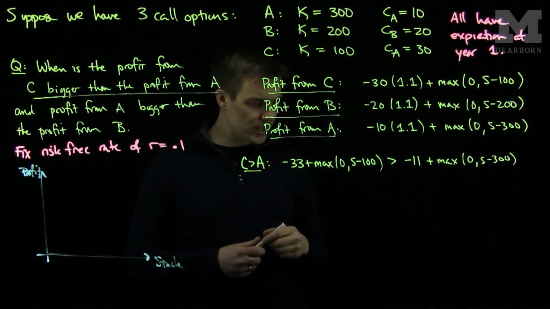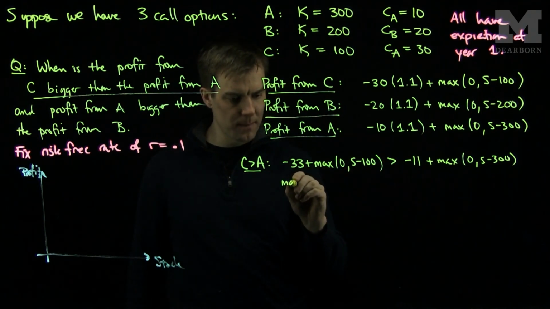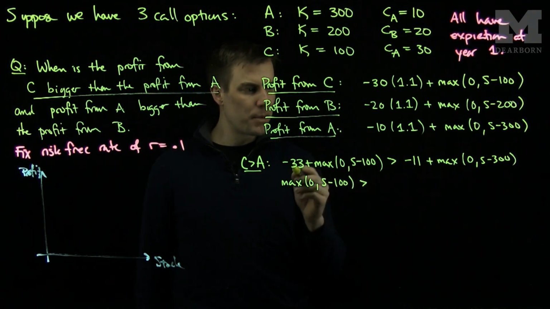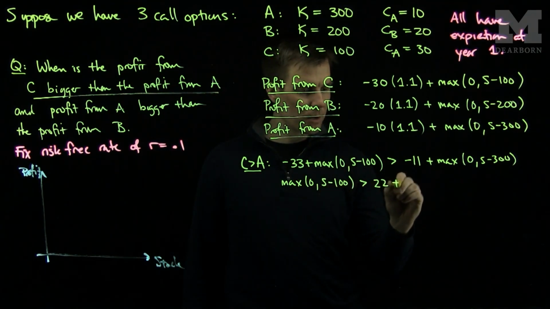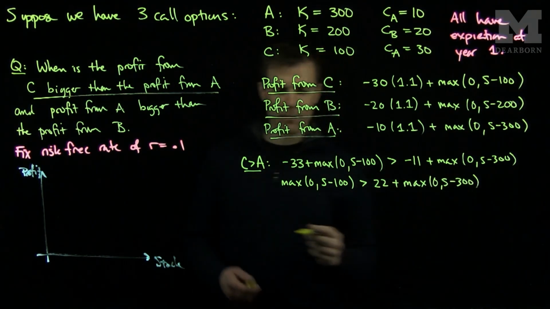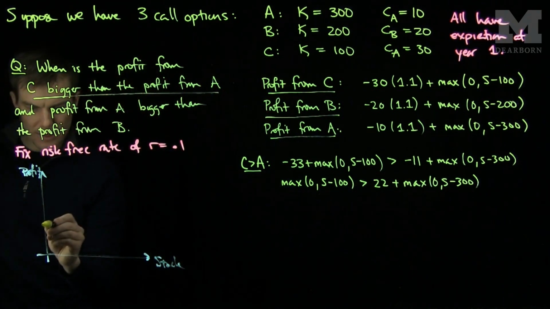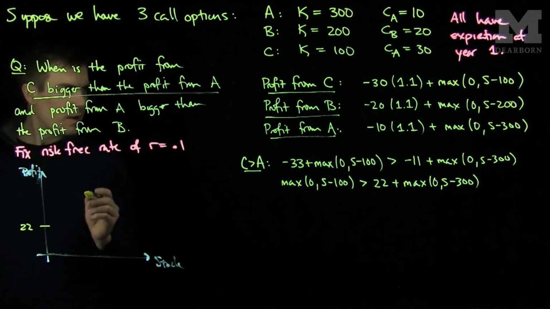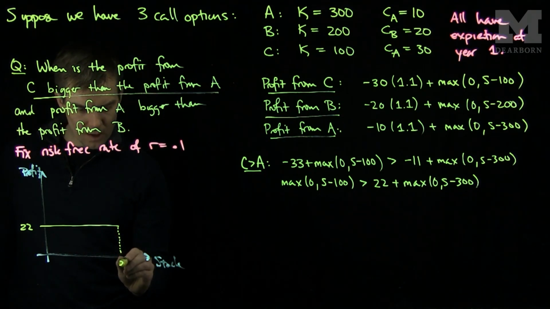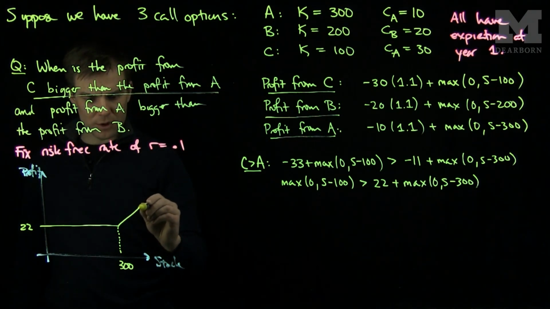So if we rearrange this, what will we see? I will have the maximum of 0 and S minus 100. I would like this function to be bigger than 22 plus the max of 0 and S minus 300. So 22 plus the max of S minus 300 is a graph that looks like this. It starts over here at 22, and it goes all the way over until the value of 300, and then it linearly grows with a slope of 1.